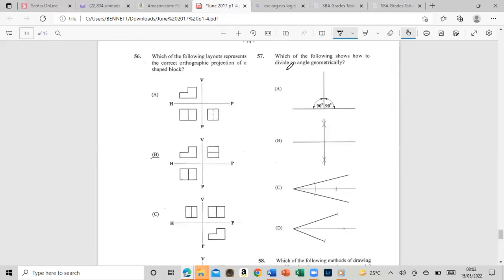All right, let's move on to 57. Which of the following shows how to divide an angle geometrically? Is it A, B, C, or is it D? I'm just going to put C.